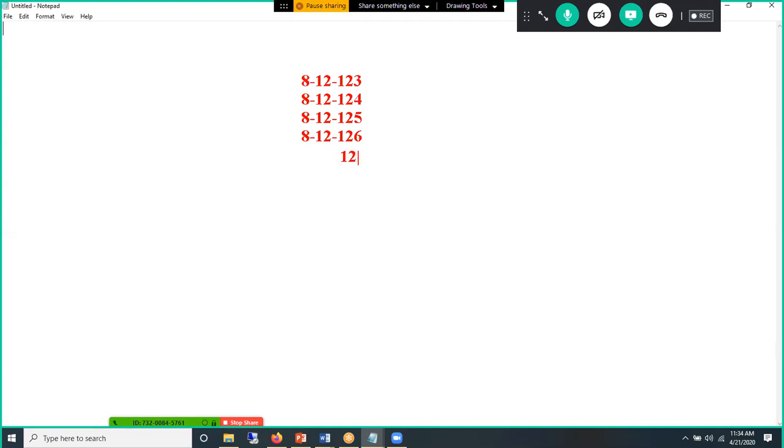Somebody is having 127. Somebody is having 128. Like this, somebody is having 130. All the people will be having different addresses. Somebody is having 140, 150. Okay. So whenever you go in and see all the apartments, there is some number which is actually common to all the people.